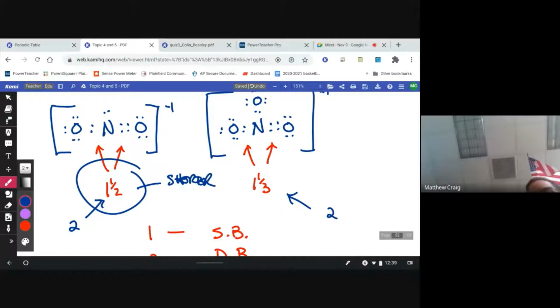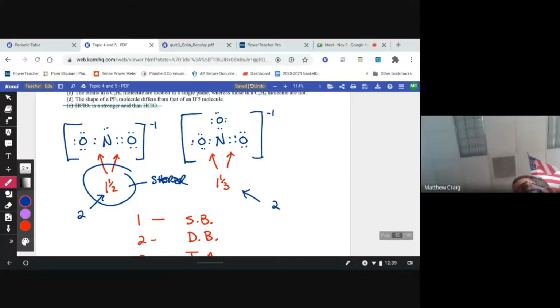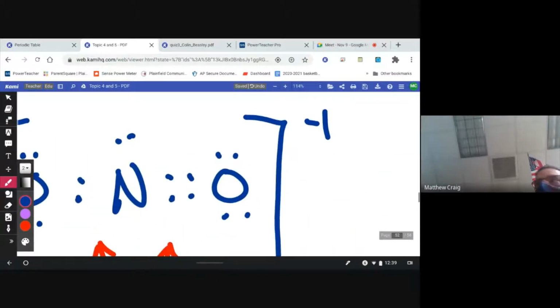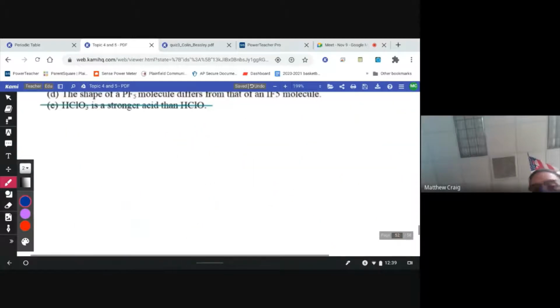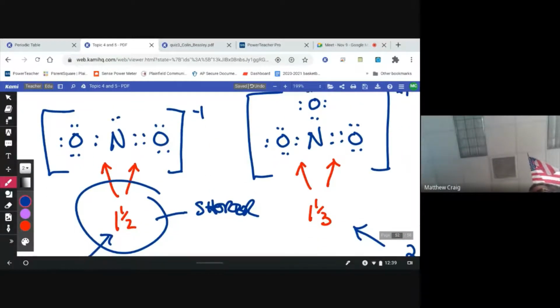So if you want to talk about it, they both have resonance structures, which means a double bond keeps moving places. However, the average of the bonds, and again, do we count lone pairs? No, because that's not a bond. That's a lone pair. The average of the single and double is much shorter than the average of 2 single and 1 double.